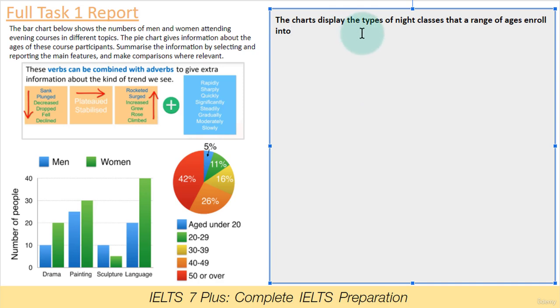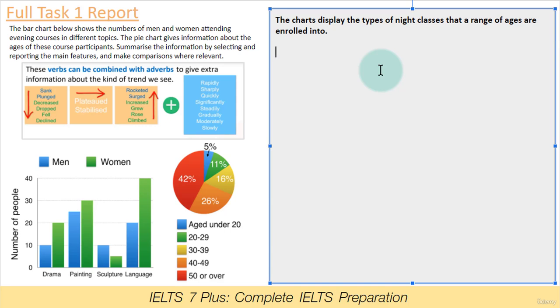Let's read this back. The charts display the types of night classes that a range of ages are enrolled into. Let's say that. That sounds a little bit better to me. Again, editing as we write, really important. Let's read this back. The charts display the types of night classes that a range of ages are enrolled into. So I've said here the types of class and also the range of ages. So just really simple, 1 sentence paraphrase from these 2 longer structures.